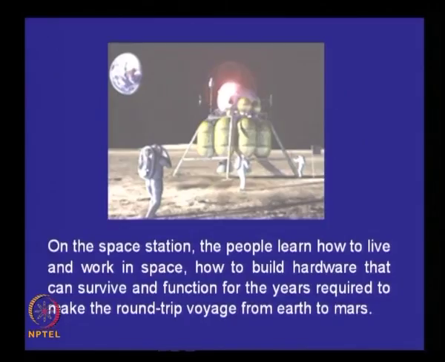So the basic objective is to facilitate human presence in space over a long period of time and study the effect of microgravity on human life processes and other related activities, which would lead to far-reaching consequences later, to reach out to outer space far beyond what has been done so far. On the space station, people learn how to live and work in space, how to build hardware that can survive and function for the years required to make the round trip voyage from Earth to Mars. So that is the immediate objective: making the voyage from Earth to Mars.